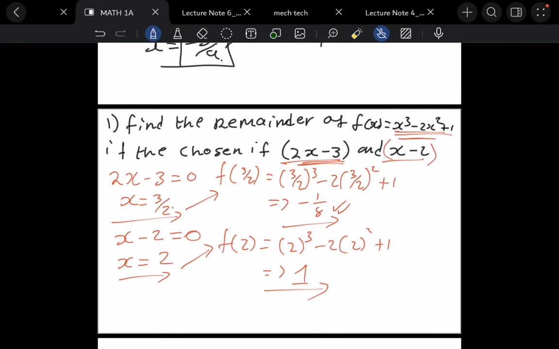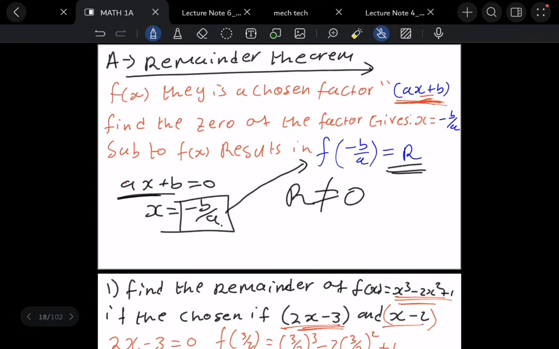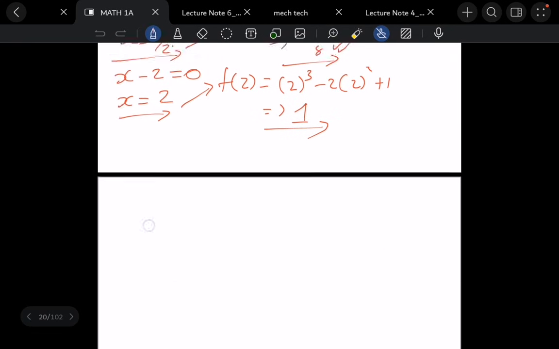Right. So this is another way you can find a remainder. Understand? This is the remainder theorem, guys. I don't think there is anyone who will have a problem dealing with the remainder theorem. Let's look at the second one.